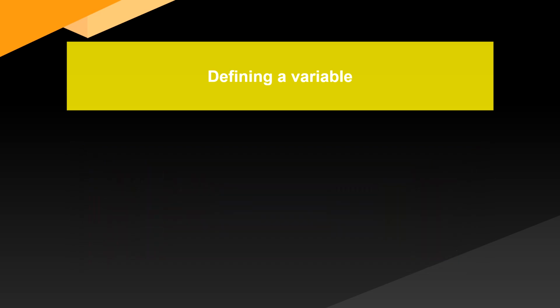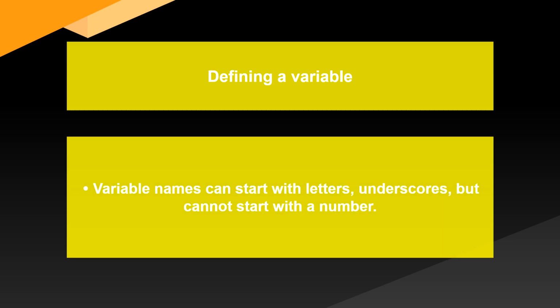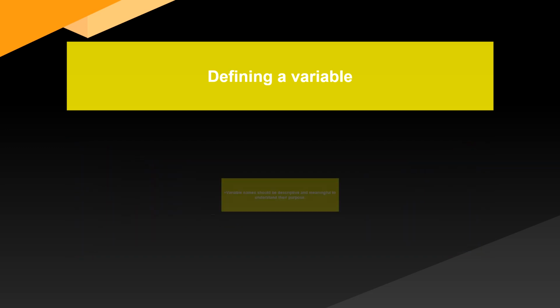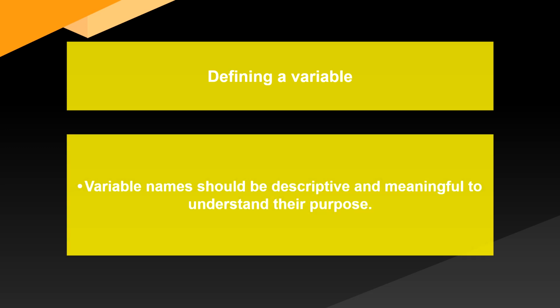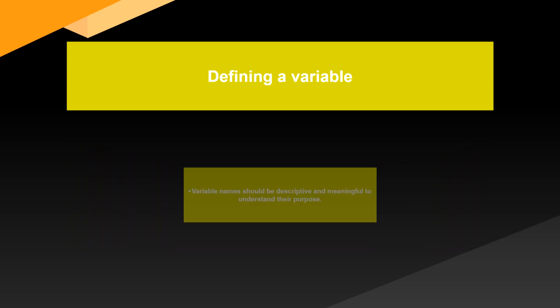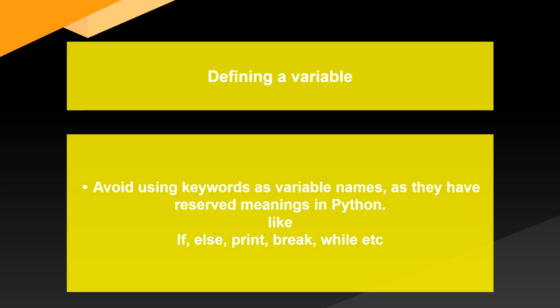Here are some important points to remember about variables. Variable names can start with letters, underscores, but cannot start with a number. Variable names should be descriptive and meaningful to understand their purpose. Avoid using keywords as variable names, as they have reserved meanings in Python.